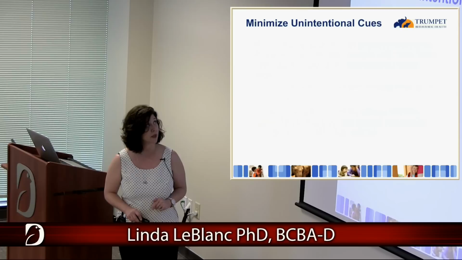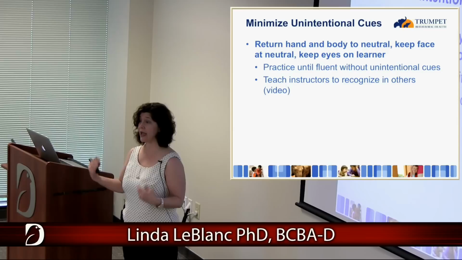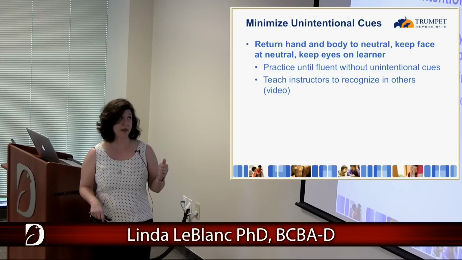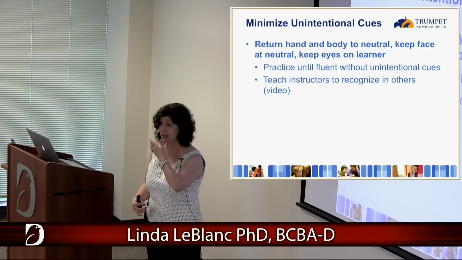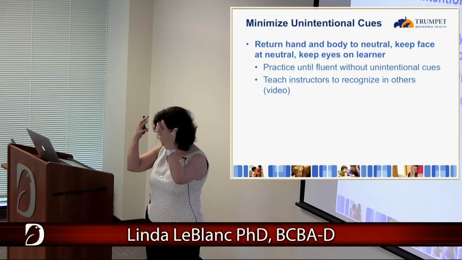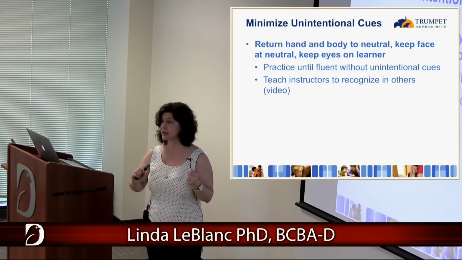Okay, so there are a few things that you can do when you're doing these kinds of either array-based preparations, conditional discriminations, or simple discriminations like stand up, put it on the table, you know, raise your hands. Couple of things. Return your hand and body to neutral. Second, keep your face neutral. So that is actively think about not, you know, hot and cold game. The aspects of your facial expressions get differentially reinforced, so it becomes a little bit of a Ouija board. Got it. There's my smile. And keep your eyes on the learner instead of the stimuli.